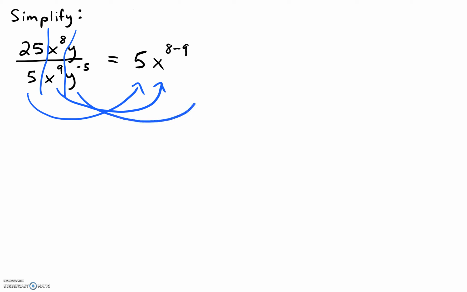And then the third compartment, we have the same situation. We have a y on top. That's the same thing as y to the 1. And we have a y to the negative 5 on bottom. So we can rewrite this as y to the 1 minus negative 5.